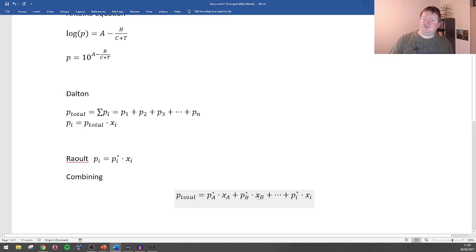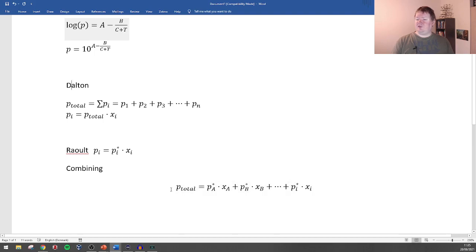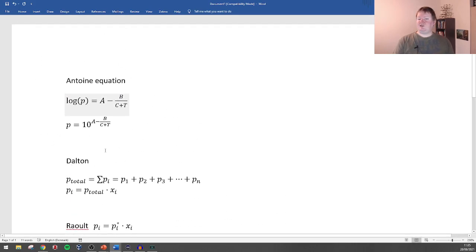If you want to see an example of this, see the Excel sheet where I reproduce benzene and toluene XY diagrams. What do we use? We use Antoine's equation, and then I have the combination only for a two-component system. So it is just the vapor pressure of benzene times the mole fraction of benzene, plus the vapor pressure of toluene times the mole fraction of toluene. And of course my temperature is fixed. So these P star values are the ones I found with my Antoine equation for a given temperature.